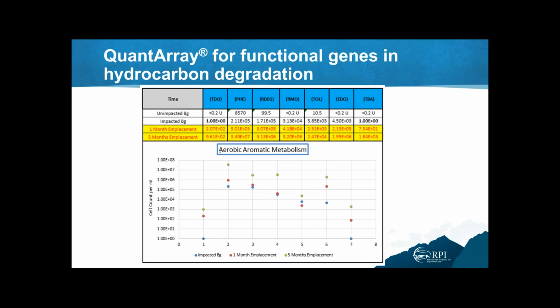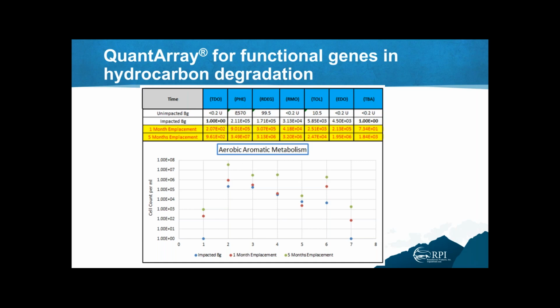So here are several functional genes in aromatic metabolism. You have your unimpacted background, your impacted, 1 month and 5 months. And you can see that you really don't have anything for this, actually toluene dioxygenase, but we're not going to go through each of these. I'll spare you that for the moment. But you'll see that essentially you really had very little and you got some increase.